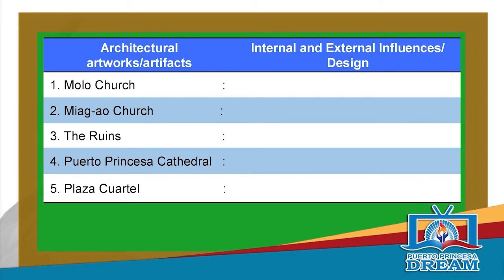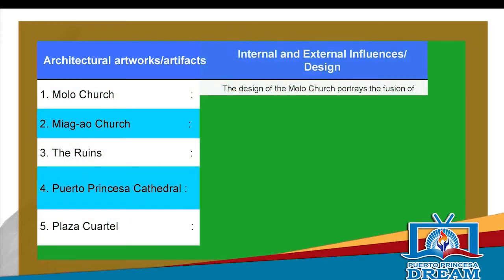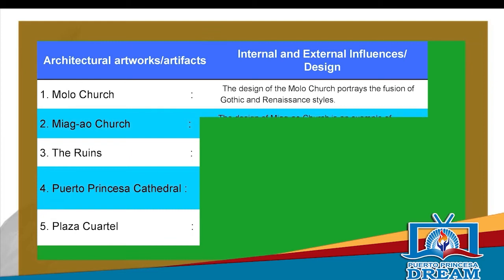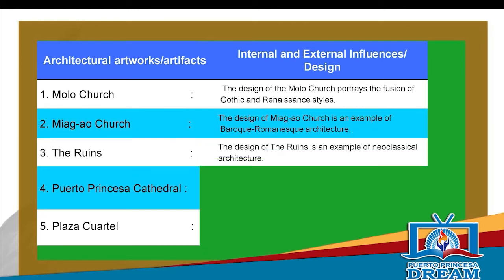Ball pen is up. Let us now check your answers. For Molo Church, the design of the Molo Church portrays the fusion of Gothic and Renaissance styles. For Miagao Church, the design of Miagao Church is an example of Baroque Romanesque architecture. For the ruins, the design of the ruins is an example of neoclassical architecture.